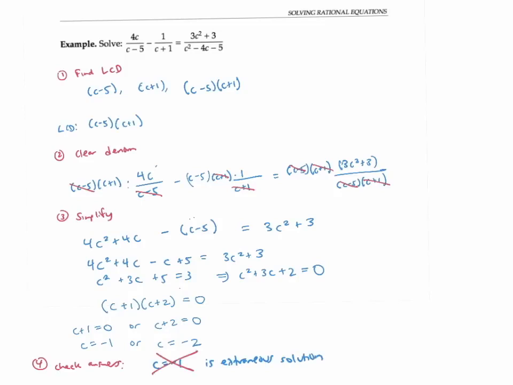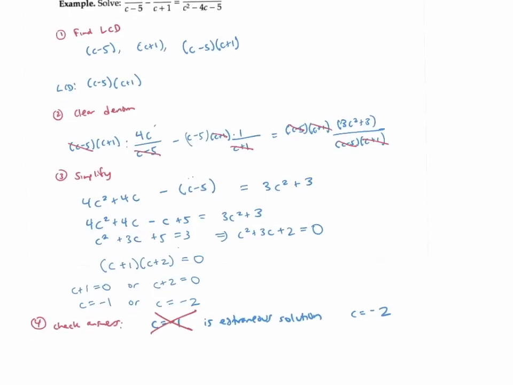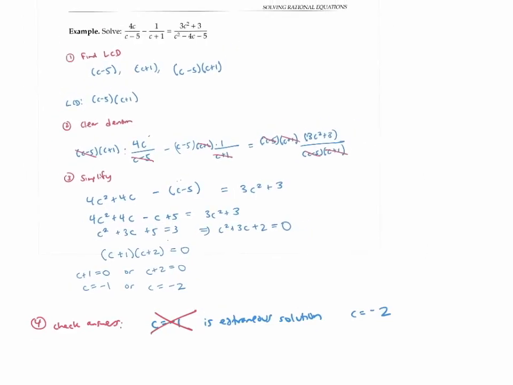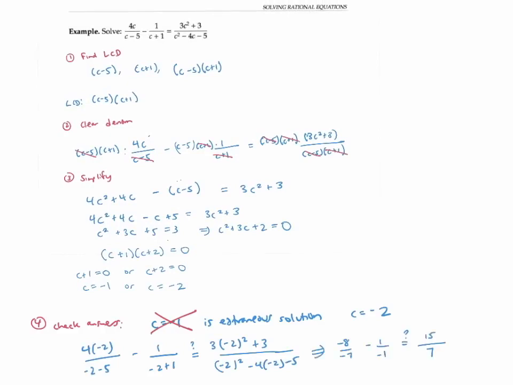C equals -2. That doesn't make any of my denominators 0, so if I haven't made any mistakes, it should satisfy my original equation. But I'll just plug it in to be sure. And after some simplifying, I get a true statement. So my final answer is c equals -2.